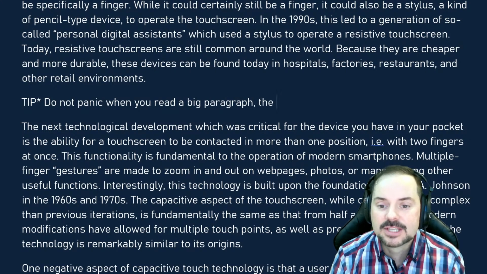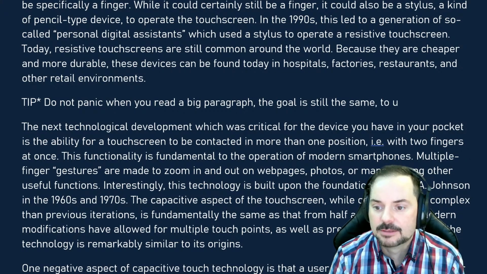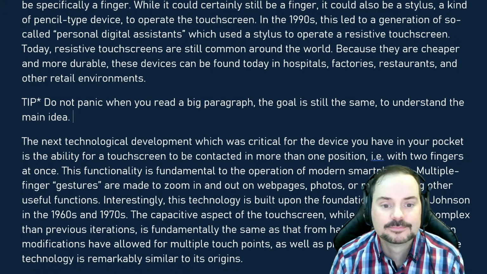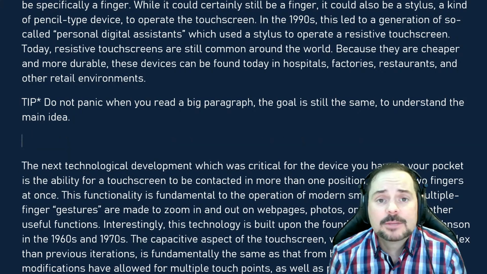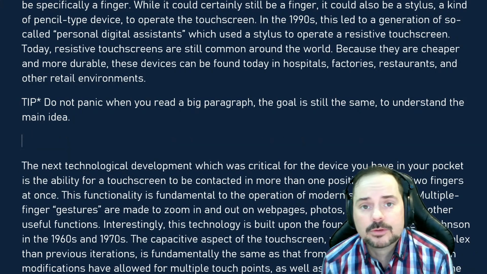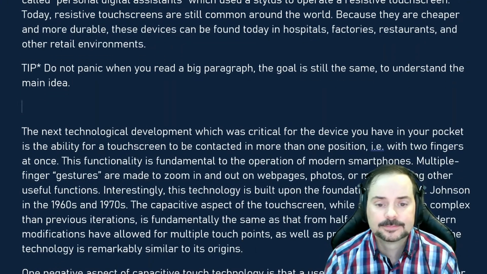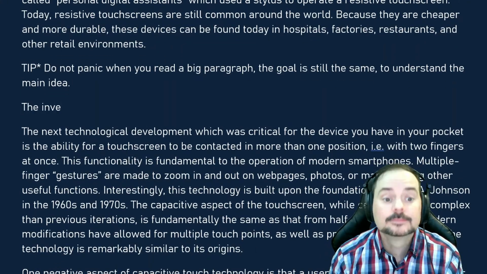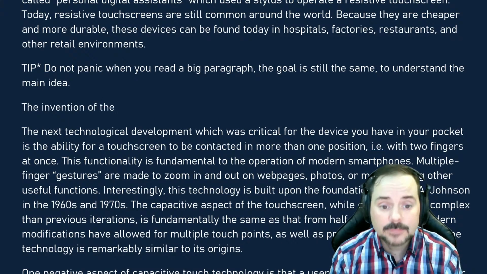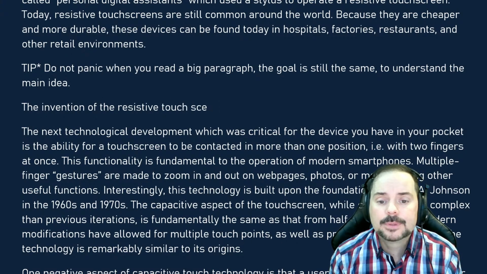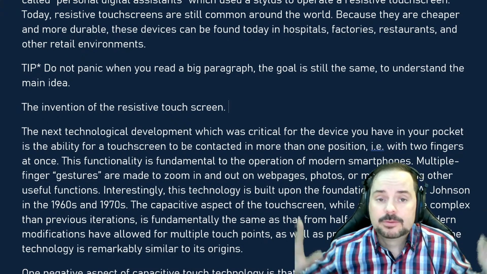The goal is still the same: to understand the main idea. A little bit. Okay, you said you understand. Well, what is the main idea? According to what you read here, what do you think is the main idea? The invention of resistive touchscreens. Yeah, absolutely. So you've got the main idea. That was the main idea, the invention of the resistive touchscreen.